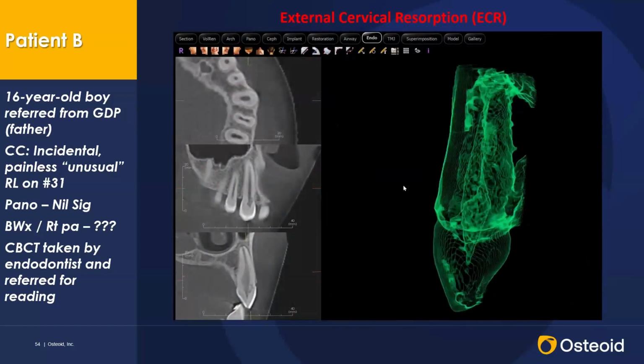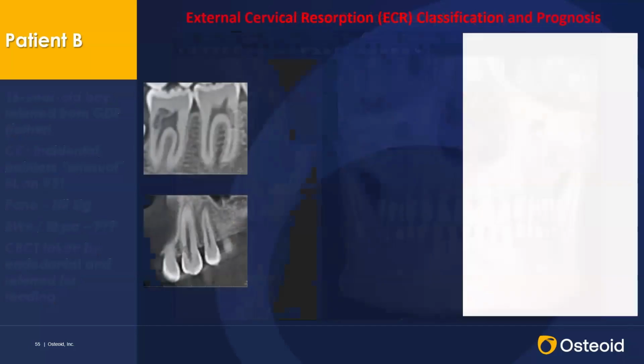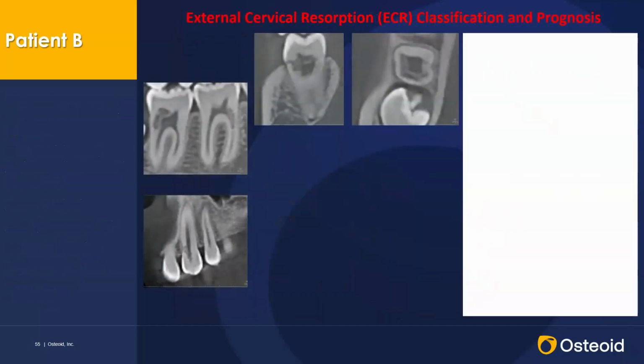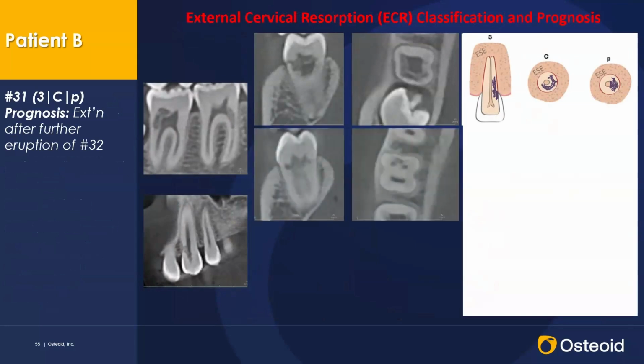And what are we going to do? So based upon the classification, we've got two conditions here. The first one is the one that we identified initially. And if we use Patel's or the European Society of Endodontics, it's a 3CP, and this tooth is going to be extracted. The concern at the moment is to allow the third molar to erupt, so we're using it as a space maintainer. We've also found another external root resorption on tooth number 30.